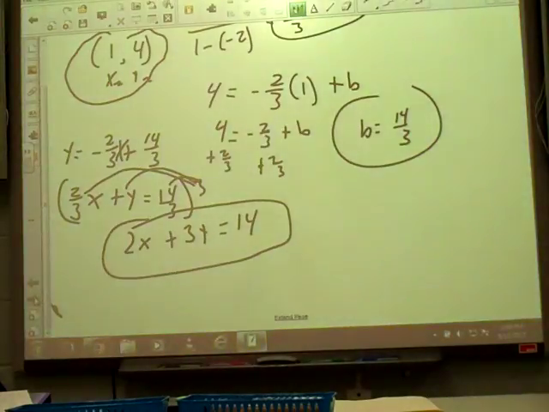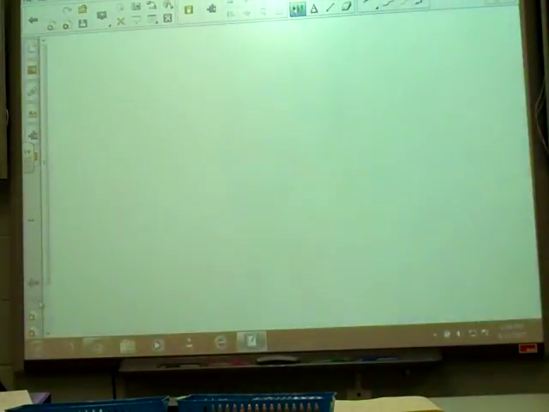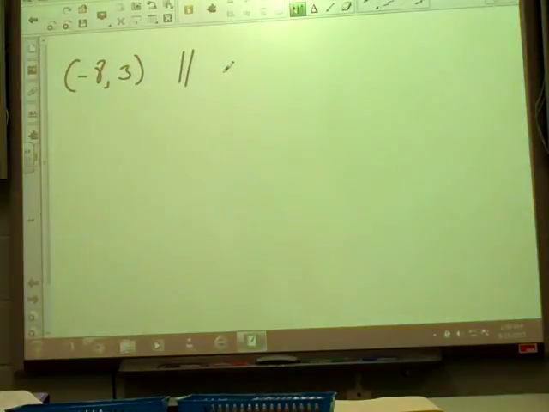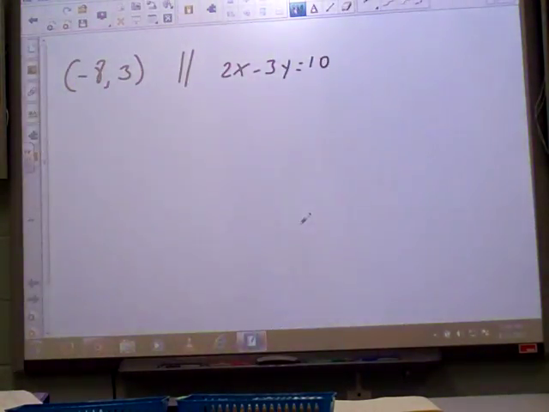It says find an equation of a line passing through the point negative 8, 3 and parallel to the line 2x minus 3y equals 10. Alright, we just talked about when we write an equation of a line, we got to know a slope. I know a slope in this problem, I just got to hunt for it. Where am I going to find a slope in this?